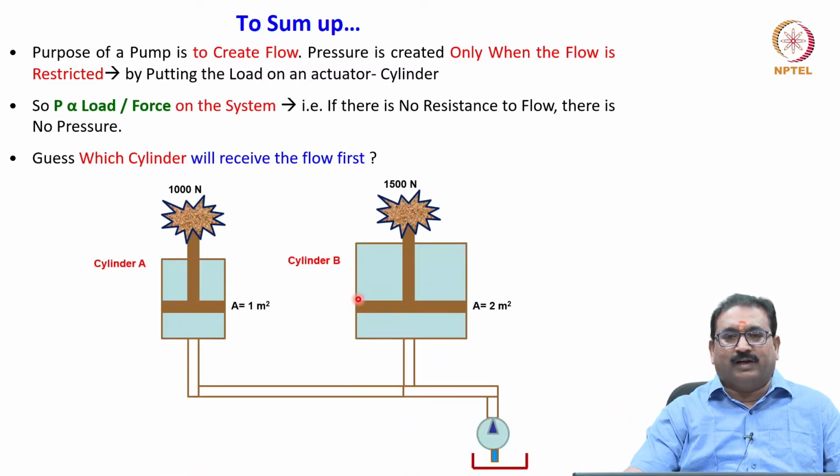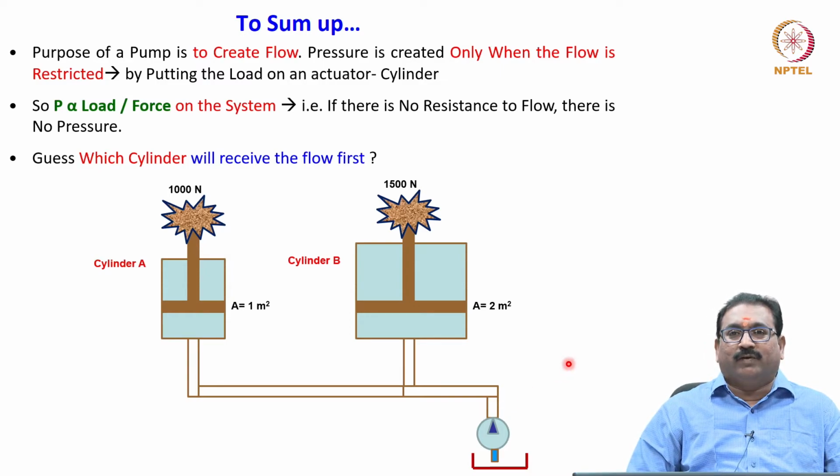Now we will see here, friends, I have shown two cylinders with loads of 1500 Newton and 1000 Newton, and also the area of the piston is given. Can you please tell me which cylinder, cylinder A or cylinder B, receives the flow first from the outlet? How to do it, friends?